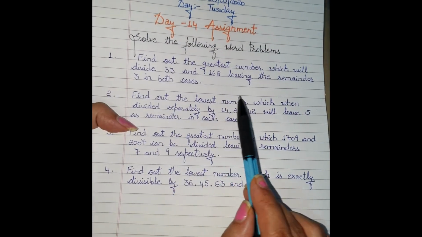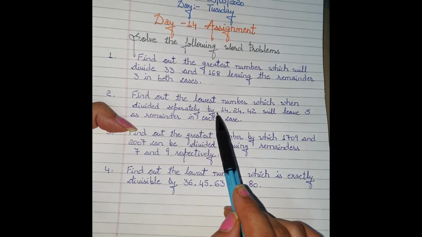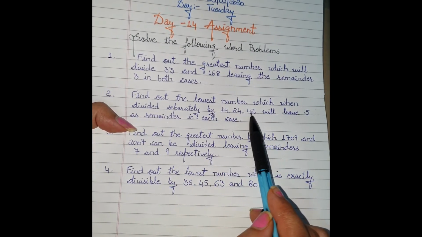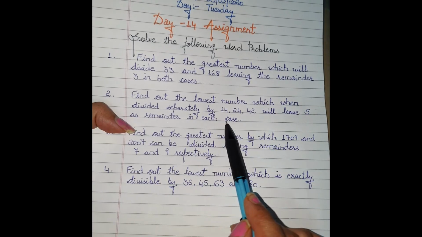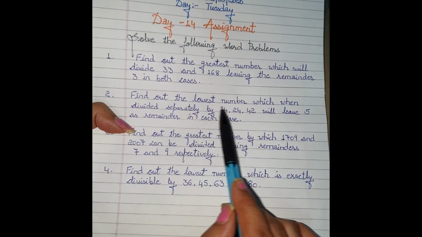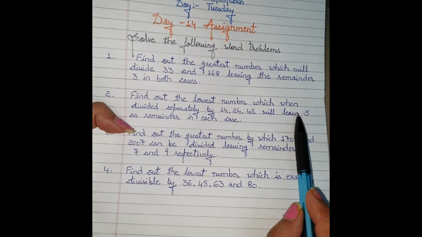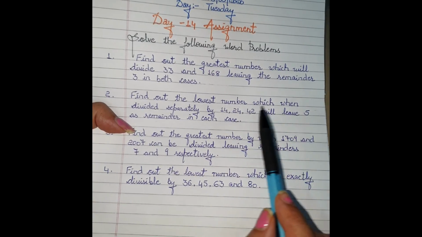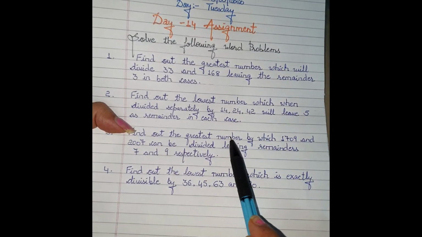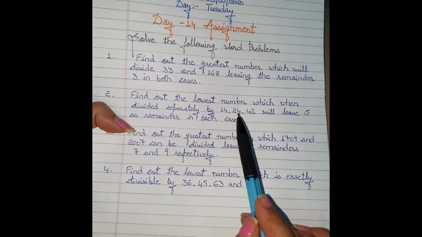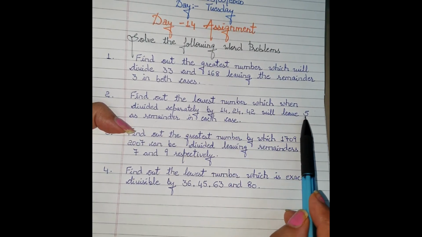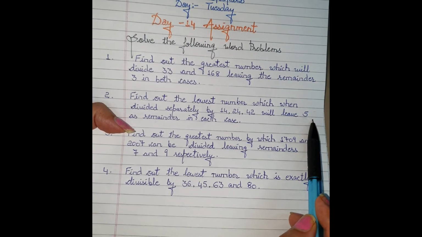Then find out the least number which when divided separately by 14, 24 and 42 will leave 5 as remainder in each case. Yes students, remember lowest number, that means LCM. So in LCM don't subtract this remainder in the beginning. This is LCM, so you will firstly find out the LCM, then whatever result you get, you will add this 5 to that result to get your answer.